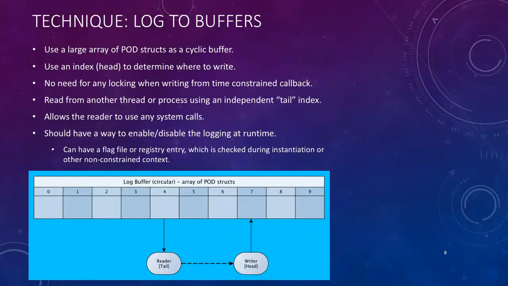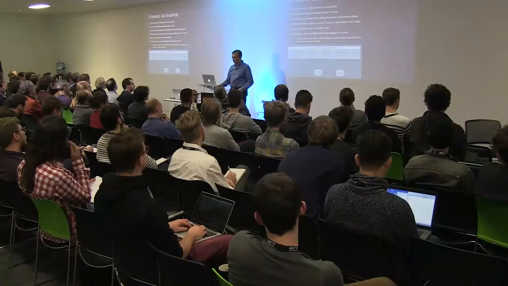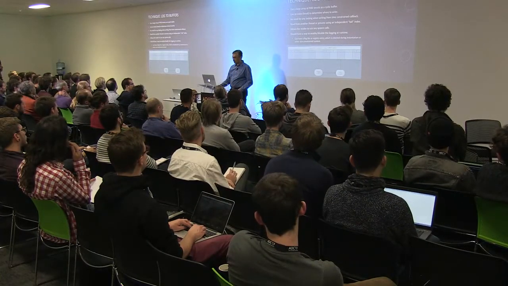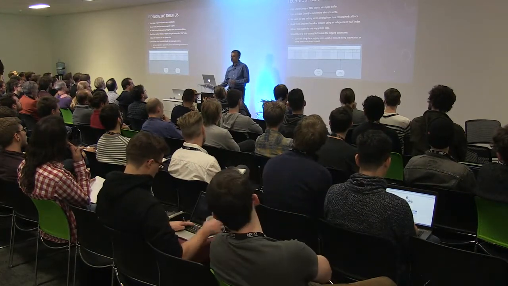One technique is, instead of logging using APIs, you use a large array of plain old data structures as a cyclic buffer. And you use an index, like a head, to determine where to write next. The time-constrained callback would write into the next position. The nice thing about this is that it can be done without a need for any locking or acquiring any mutexes, because the reading is going to happen from another thread or maybe another process, which will be using an independent tail index that tries to catch up with the head. The reader also can use any system calls. It would be nice to enable or disable this logging at runtime.